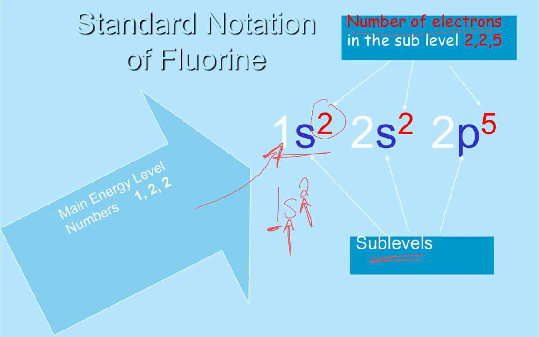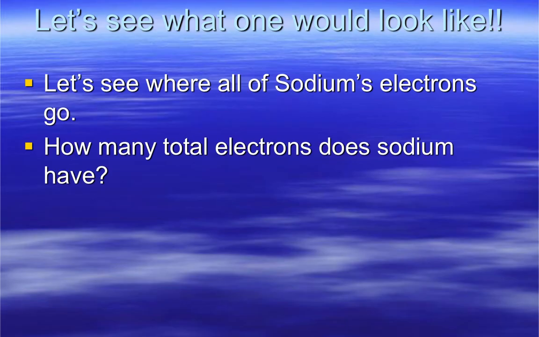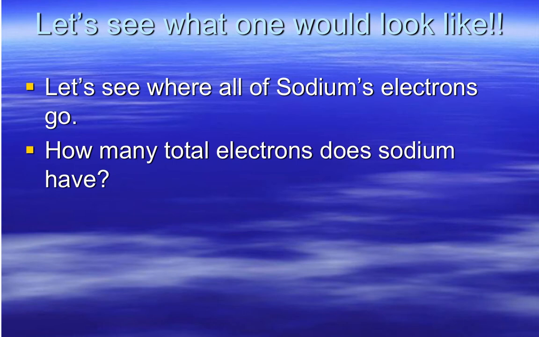Each of these standard notation quantum numbers will tell us where the electron could potentially be found, the patterns or real estate, if you will, where the electrons are traveling. So let's see what an electron configuration would look like. Let's look at sodium. How many electrons does normal sodium have total? Sodium's atomic number is 11, so it has 11 electrons. So we're going to put 11 electrons in an electron configuration.